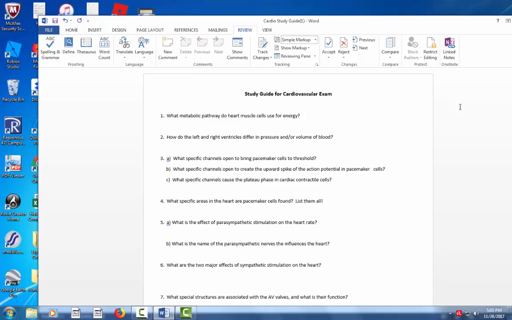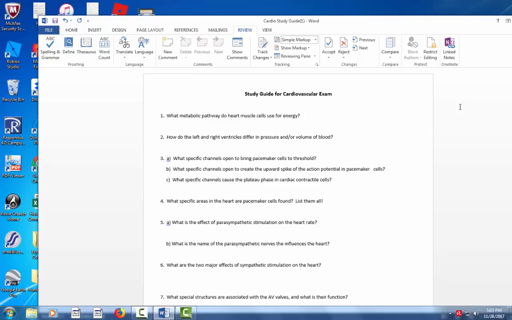The SA node fires at 100 times per minute on its own, naturally, and then parasympathetic brings it down to 75. Yeah. Okay. Puts the brakes on, down to 75. Let's say you have a heart transplant. Right, yeah. So parasympathetic nerves are the vagus nerves, letter B.